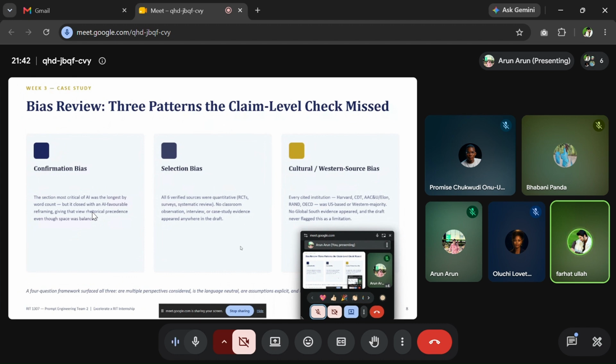To find these problems, we use four simple questions. Are different views included? Is the language fair? Are assumptions stated clearly? Is the evidence balanced? Go for slide 9.